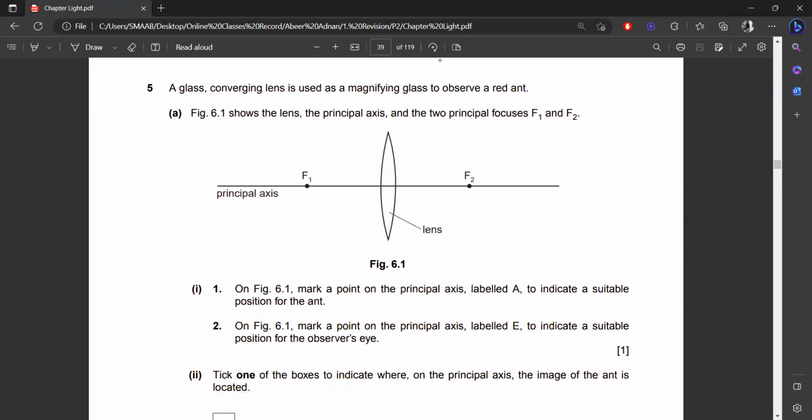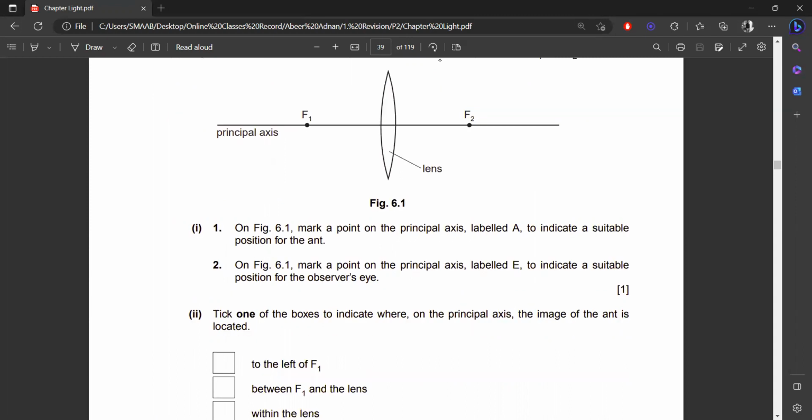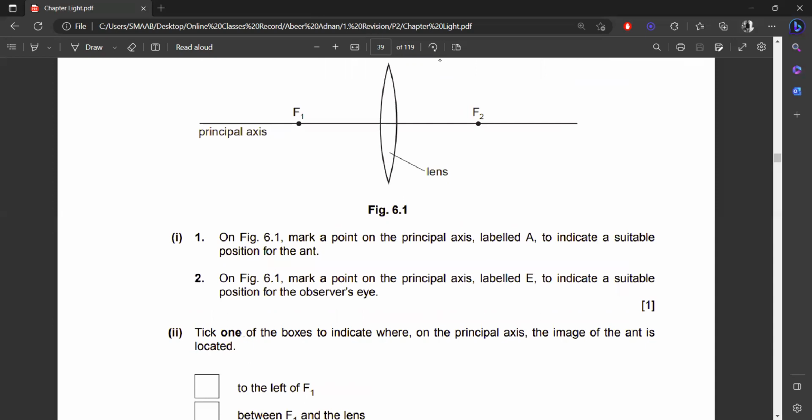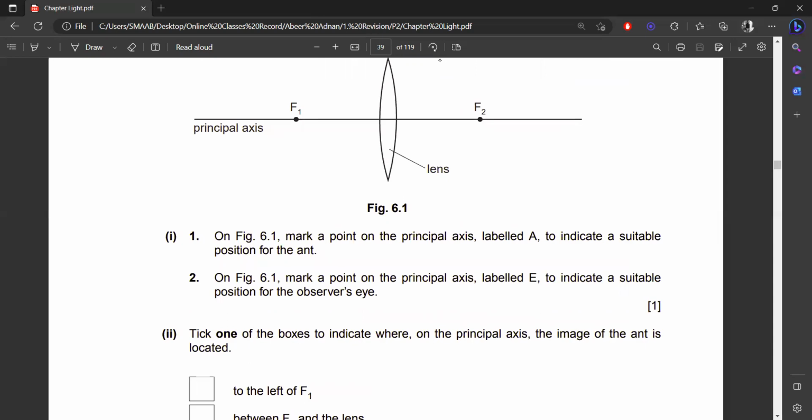Question 5. A glass converging lens is used as a magnifying glass to observe a red ant. Figure 6.1 shows the lens, the principal axis, and the principal focus F1, F2. On figure 6.1, mark a point on the principal axis labeled A to indicate a suitable position for the ant. So we need to mark a point on the principal axis labeled A.